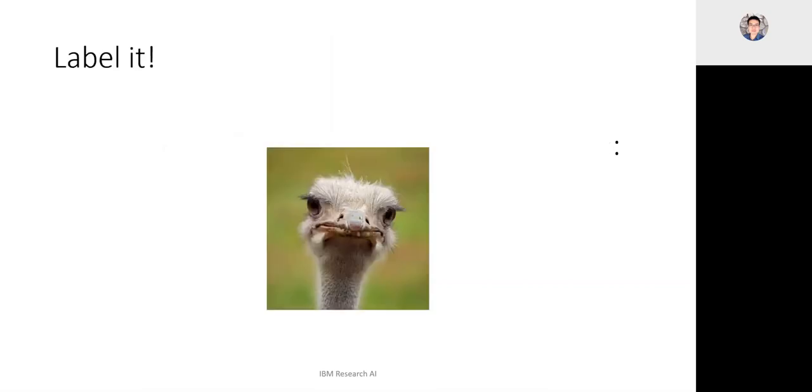Okay, so let's start with something fun. If I were to give you this label and ask you to provide a label for this image, what would people usually provide? Most likely you will say this is the ostrich. And this is also what AI says. It is identified as an ostrich by the AI model as well.